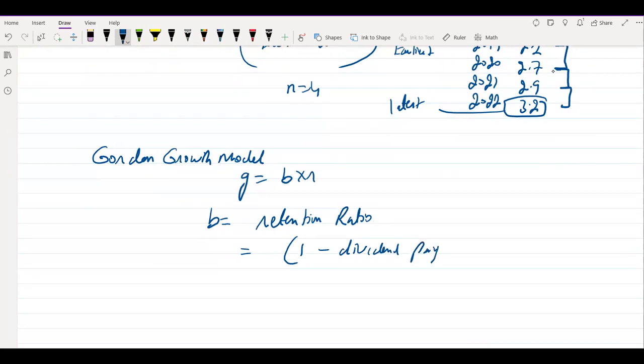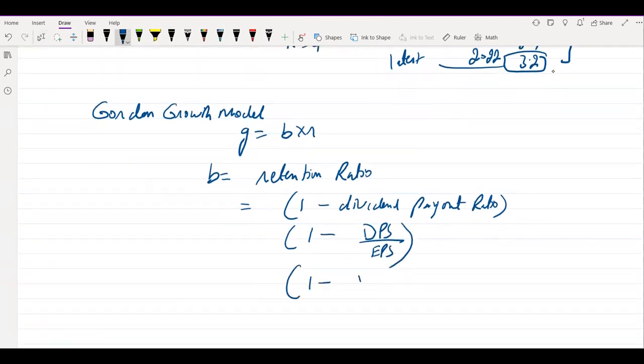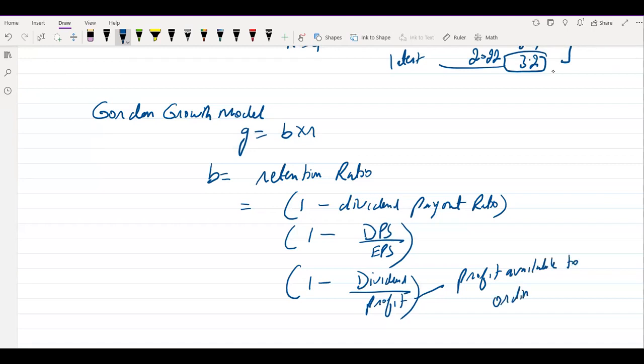If you are paying 30% dividend, that means you are retaining 70%. 1 minus dividend per share divided by earnings per share, or 1 minus dividend divided by profit, profit available to ordinary shareholders. So retention ratio is, if you have paid the dividend, how much you have saved, how much you have retained. If you have given the dividend, how much have you saved, that is the retention ratio. So remember, profit means profit available to ordinary shareholders.